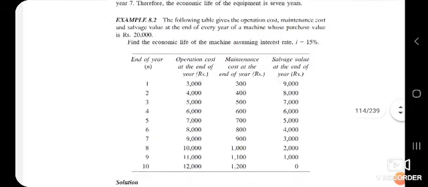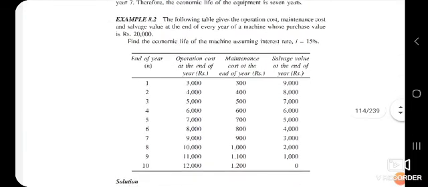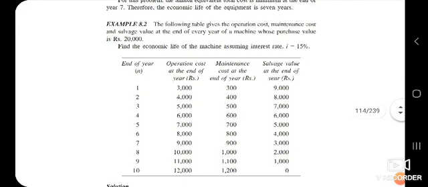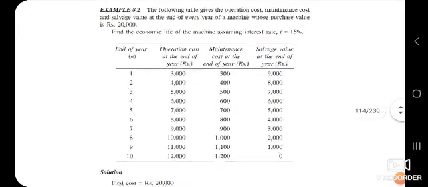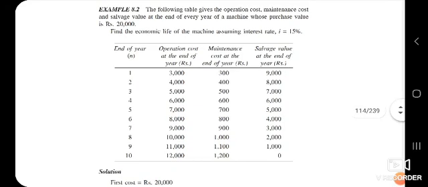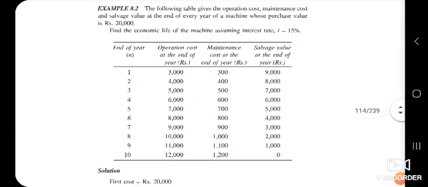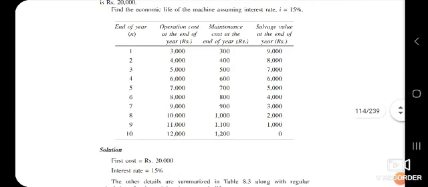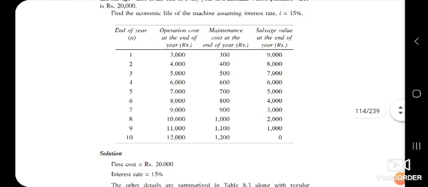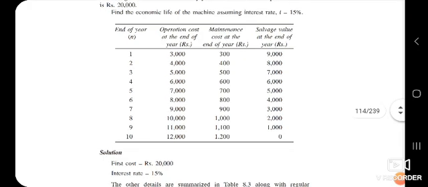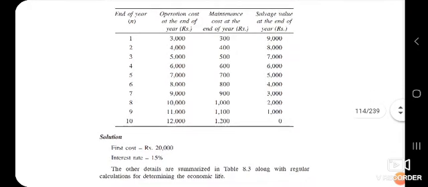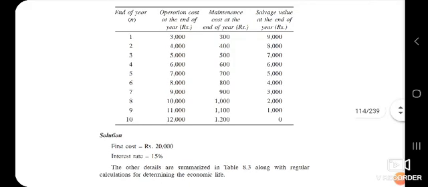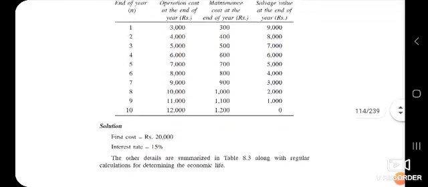and the second problem is, the following table gives the operation cost, maintenance cost and salvage value at the end of every year of the machine whose purchase value is rupees 20,000. Find the economic life of the machine assuming the rate of interest is 15 percent. Okay, so the end of year is given, the operation cost at the end of year is given in rupees, the maintenance cost at the end of the year is given in rupees, and the salvage value at the end of year is also given in rupees.